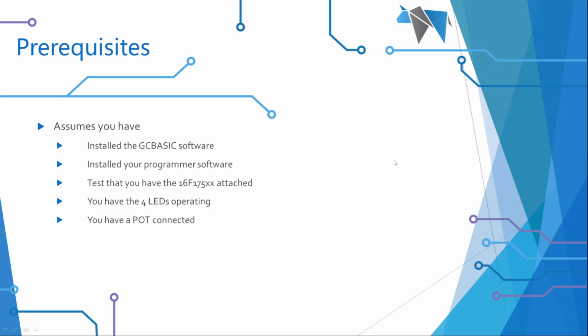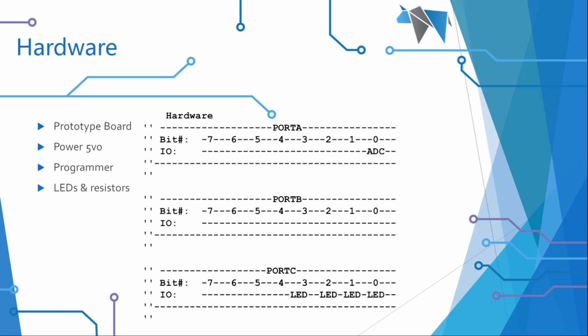So some prerequisites here. I've assumed you've installed the software. You've got your program running. You've got the new chip attached, and you've got four LEDs. And now you've got a potentiometer connected. So what does mine look like? It looks like this.